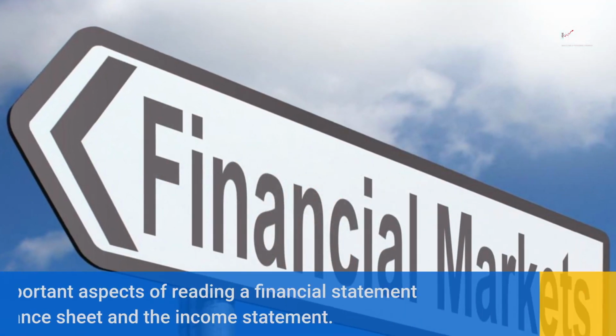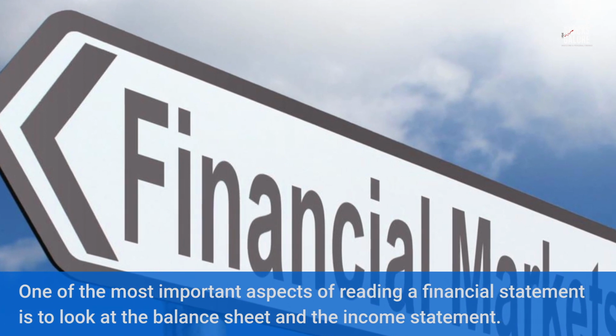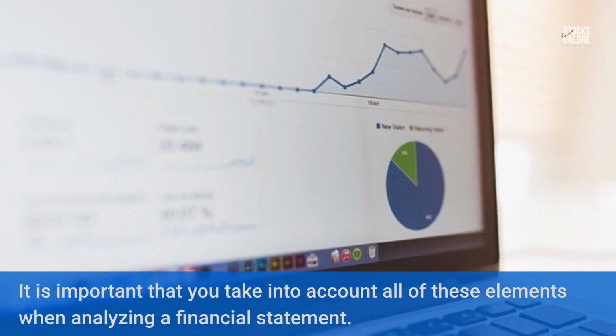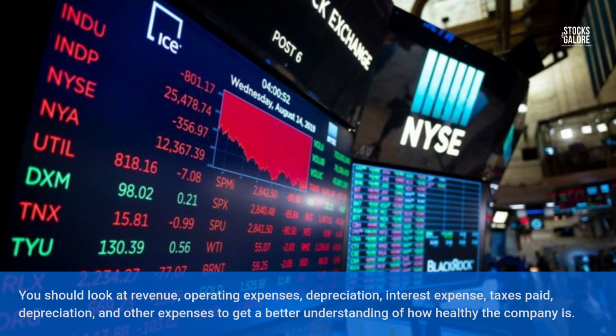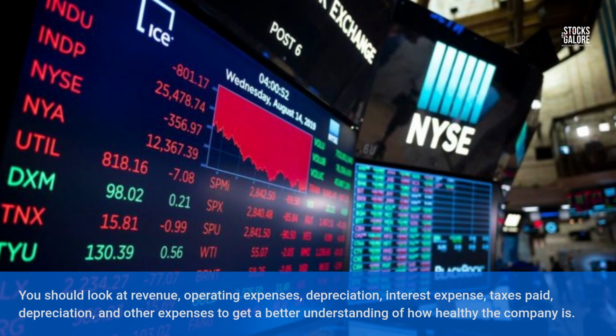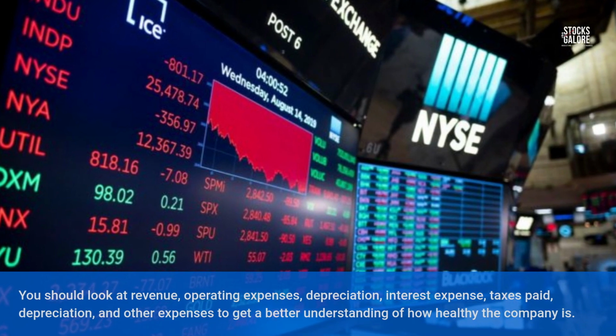Summary and conclusion. One of the most important aspects of reading a financial statement is to look at the balance sheet and the income statement. It is important that you take into account all of these elements when analyzing a financial statement. You should look at revenue, operating expenses, depreciation, interest expense, taxes paid, and other expenses to get a better understanding of how healthy the company really is.